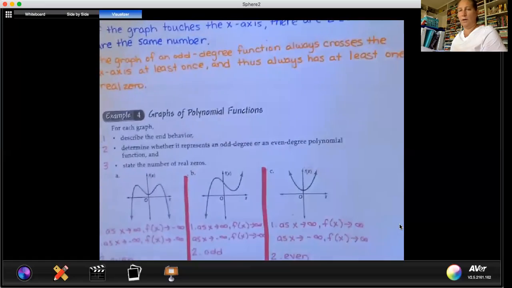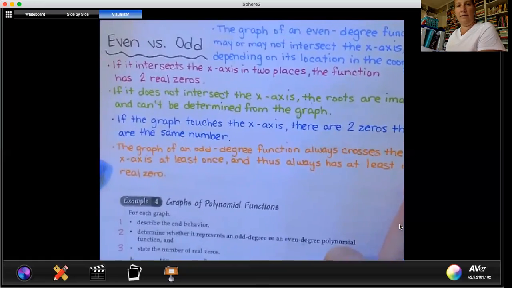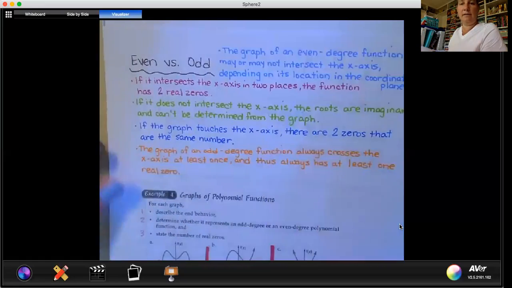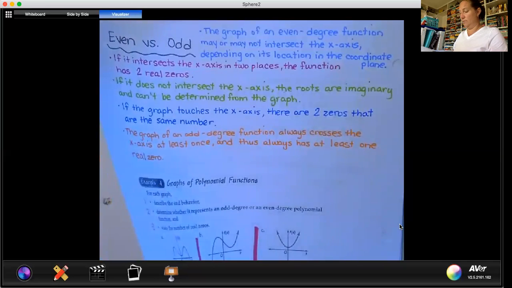All right, the last part is on even and odd. And again, you guys have already gotten this information down. It is underneath where it says even versus odd. The graph of an even degree function may or may not intersect the x-axis depending on its location in the coordinate plane. If it intersects the x-axis in two places, the function has two real zeros. If it does not intersect the x-axis, the roots are imaginary and cannot be determined from the graph. If the graph touches the x-axis, there are two zeros that are the same number. The graph of an odd degree function always crosses the x-axis at least once, and thus always has at least one real zero.